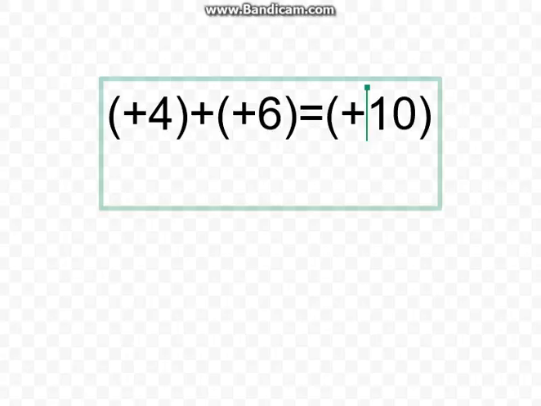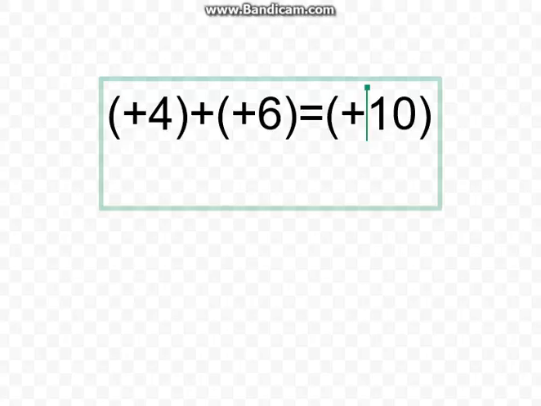Addends are the two numbers you are adding together. If the two addends are positive, the sum will be positive. For example, positive 4 plus positive 6 equals positive 10.